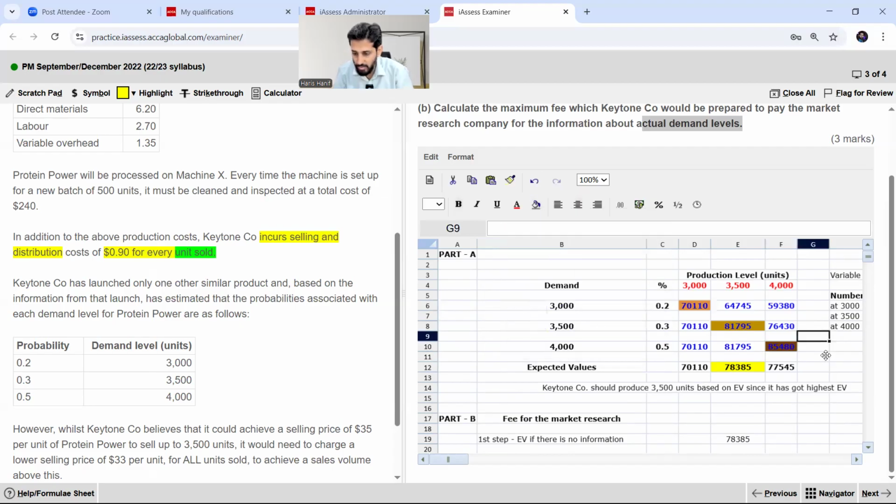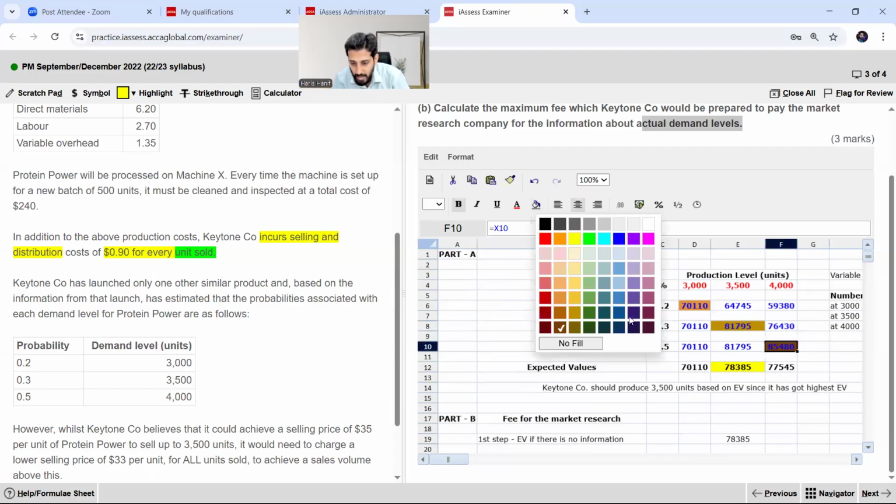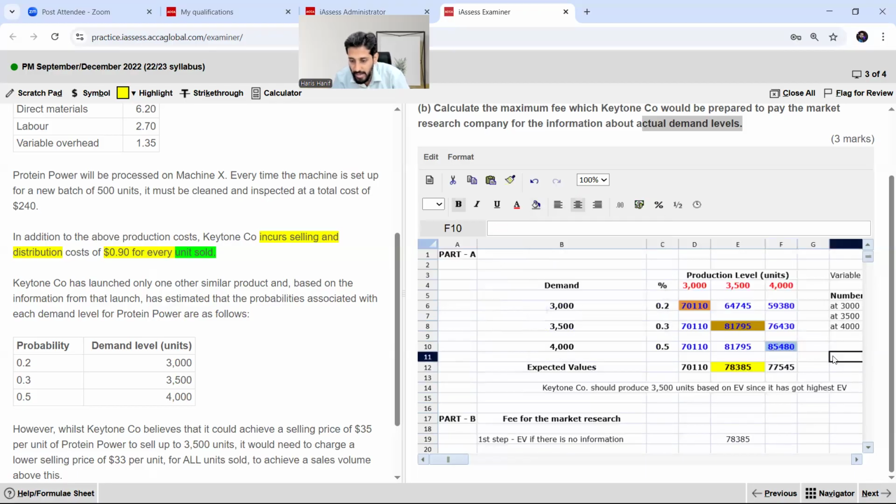I will be going for this value. So what does this indicate? It indicates that if I have perfect information, I will definitely identify the option with the highest return, right? So please note all these points.